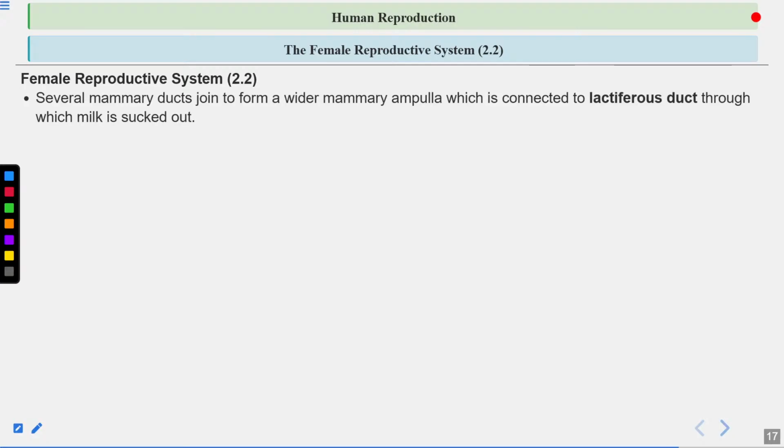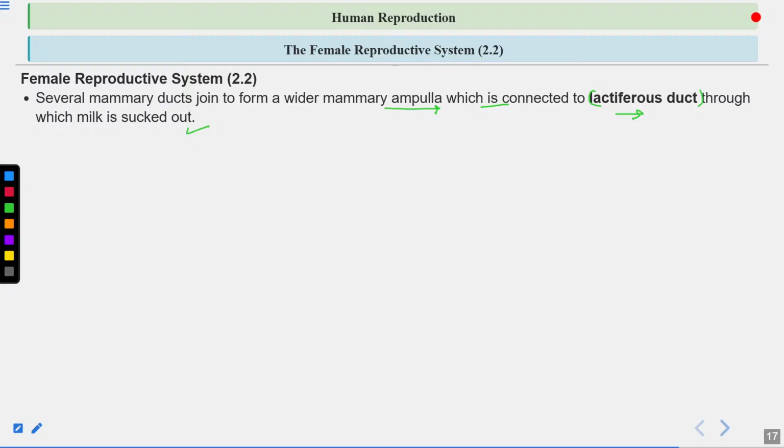Now several mammary ducts join to form a wider mammary ampulla. So how is the mammary ampulla formed? When several mammary ducts join together. Several mammary ducts join to form a wider mammary ampulla, which is connected to the lactiferous duct, through which milk is sucked out. So finally, the milk is sucked out through the lactiferous duct, because milk will finally reach the lactiferous duct.